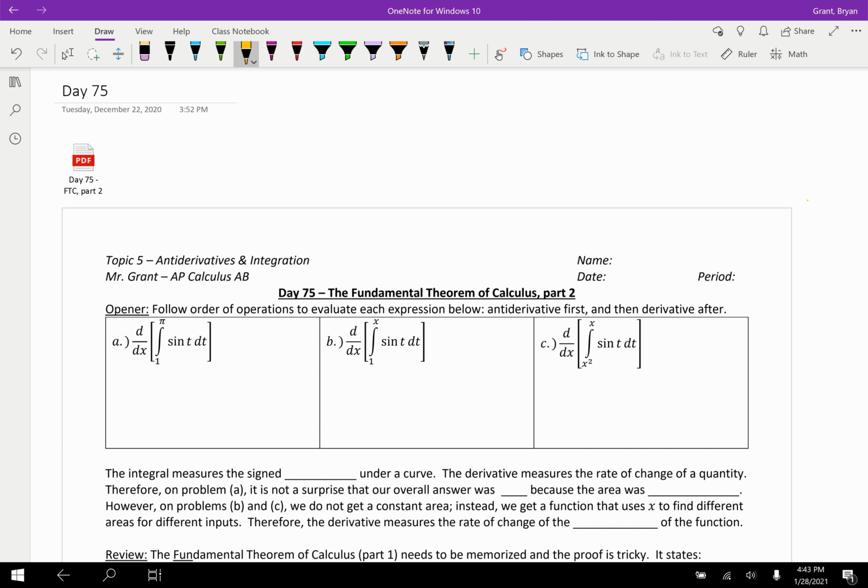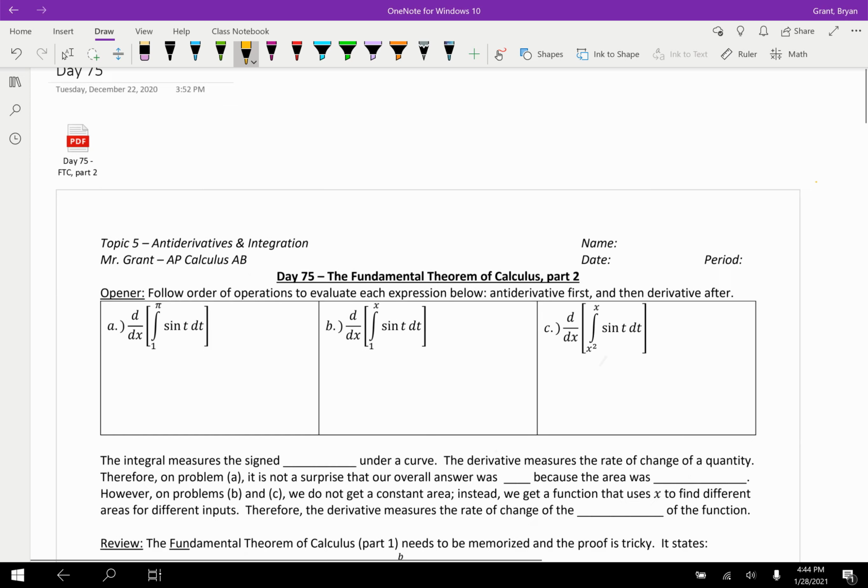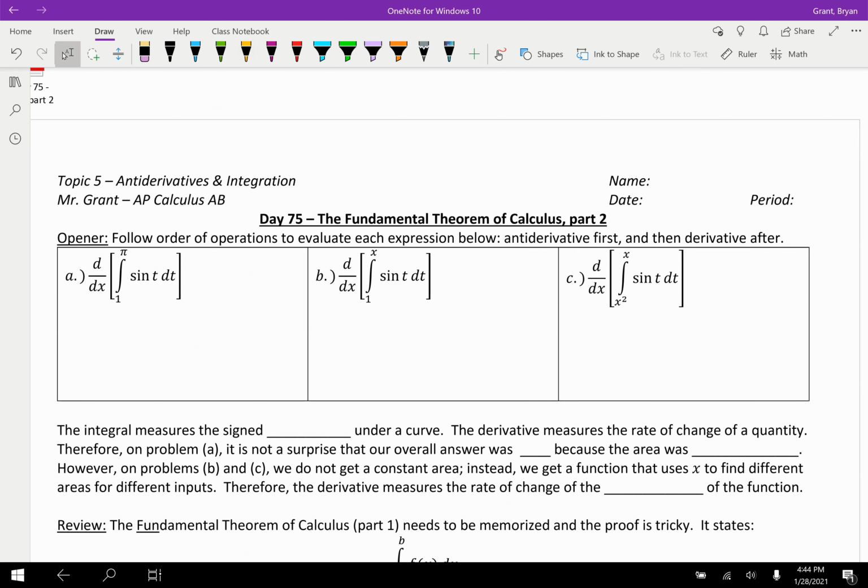I like keeping them isolated though. I think you gain a larger intuition of how this works if you already know the, quote, first part, end quote. So let's start with an opener. You're going to have to follow order of operations here, which means you're going to have to evaluate the expression inside the parentheses first, and then you'll take the derivative of that afterwards. So let's go ahead and see what you come up with for each of these, and then we will see how you did afterwards. Please don't forget that the derivative of a constant is 0. Ready, set, go.